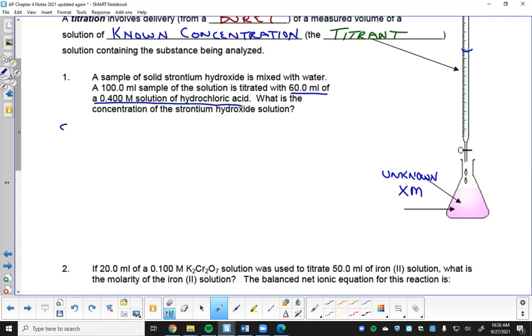So we'd start out with strontium hydroxide reacting with HCl and making strontium chloride. And I'm just leaving this in double replacement form because it's the easiest to balance and write out real quick. Two hydroxides will react with two hydrogens from the HCl to make two water molecules.